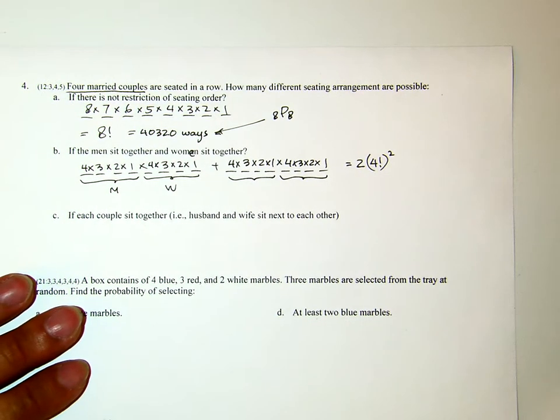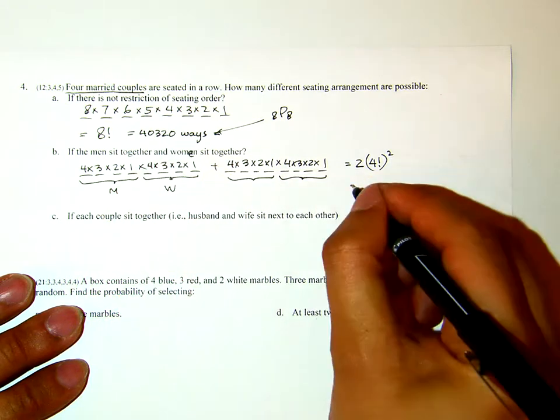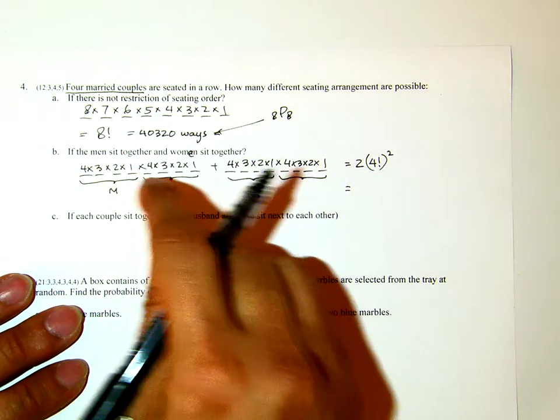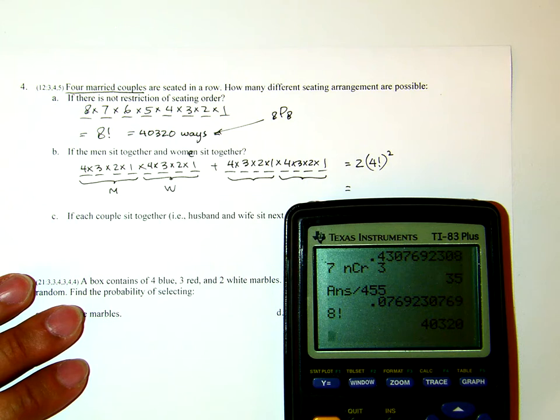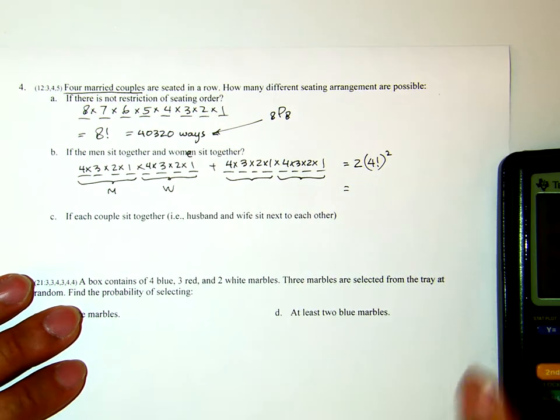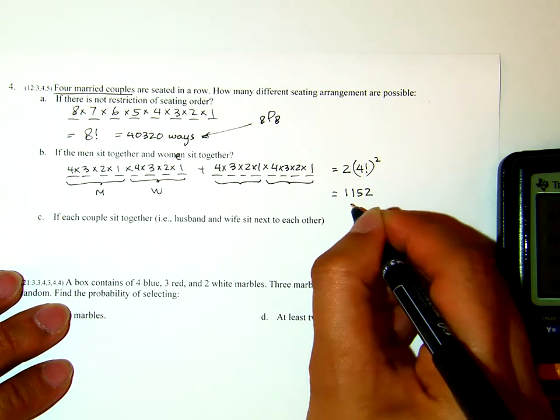You can just compute them as regular. Okay, 4 times 3 times 2 times 1, you use your calculator. But if I use my calculator here, I'll use 4 factorial, whatever that is, I square it and then times 2. I believe you will get the same number. There are 1,152 ways.